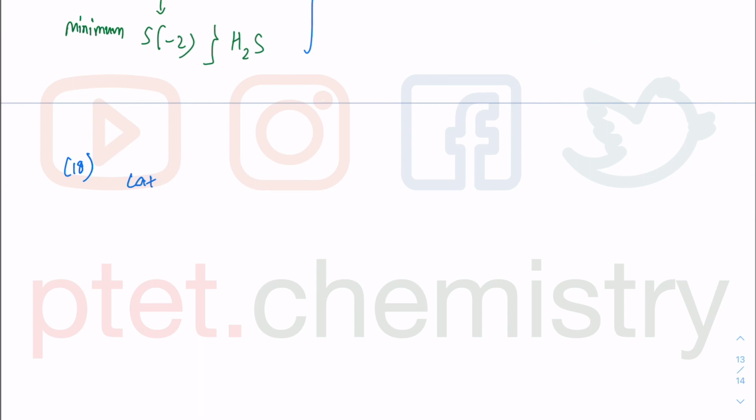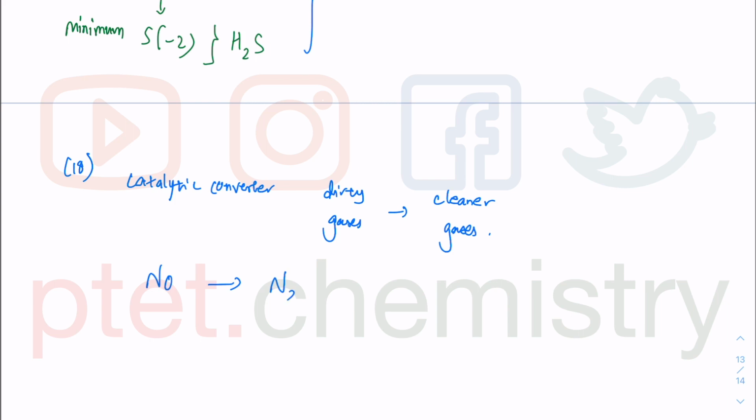So this is to do with the catalytic converter. What is happening inside a catalytic converter? Dirty gases become, well, not really clean, but cleaner gases, less toxic gases. So you can imagine that NO will go to N2, NO2 will go to N2. These are nitrogen plus 2 oxidation state. These are nitrogen plus 4 oxidation state. These are nitrogen 0 oxidation state.